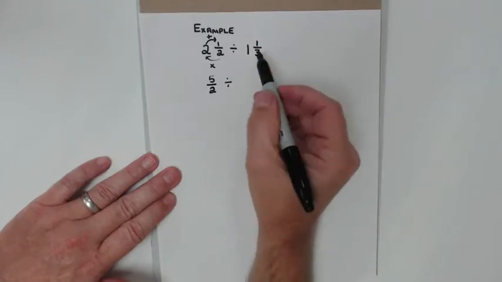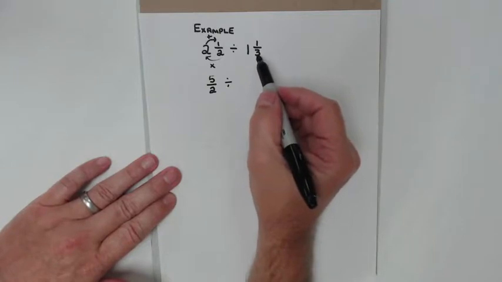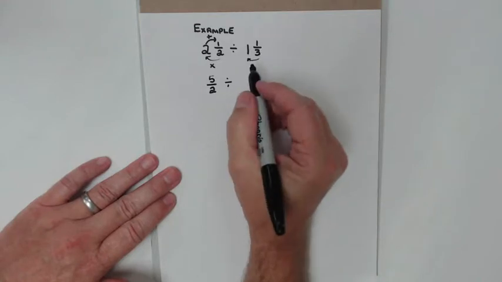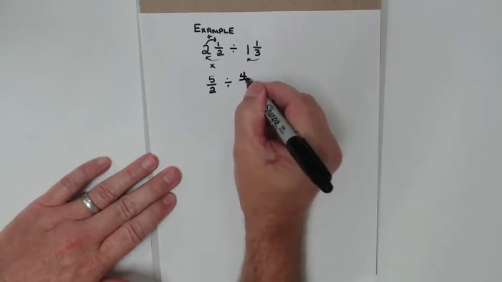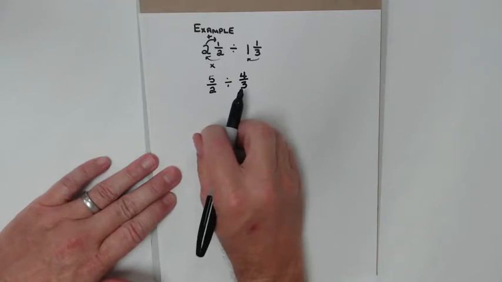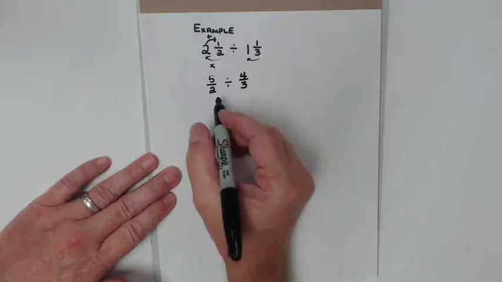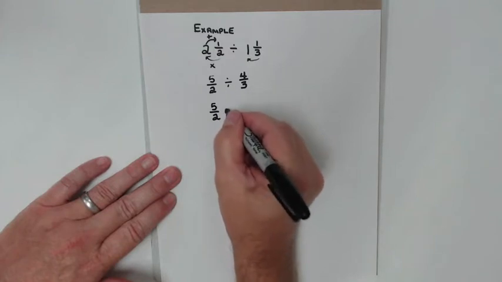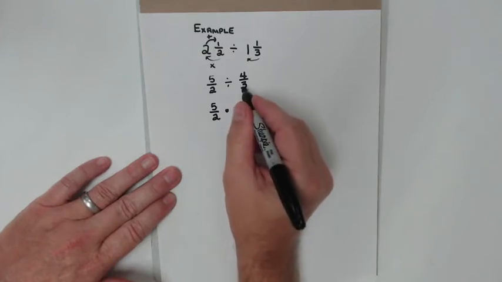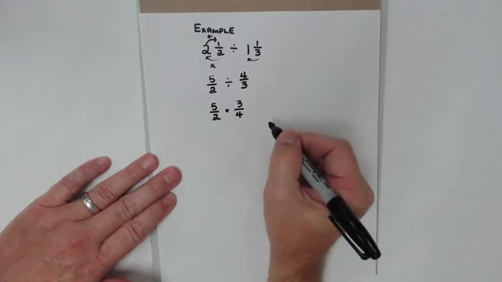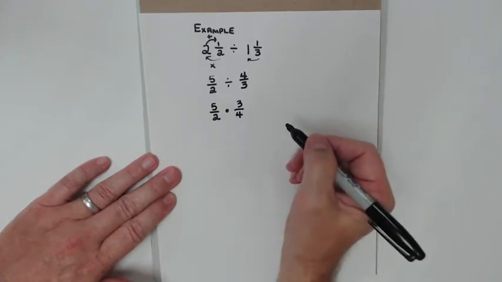Divided by 1 1/3. Let's change this to an improper fraction. 3 times 1 is 3 plus 1 is 4. And I keep that denominator the same. Now I'm going to use the rules for dividing fractions. My rules are keep the first one, change this to multiplication, and flip the second fraction. 3/4. Now I need to use the rules for multiplying.